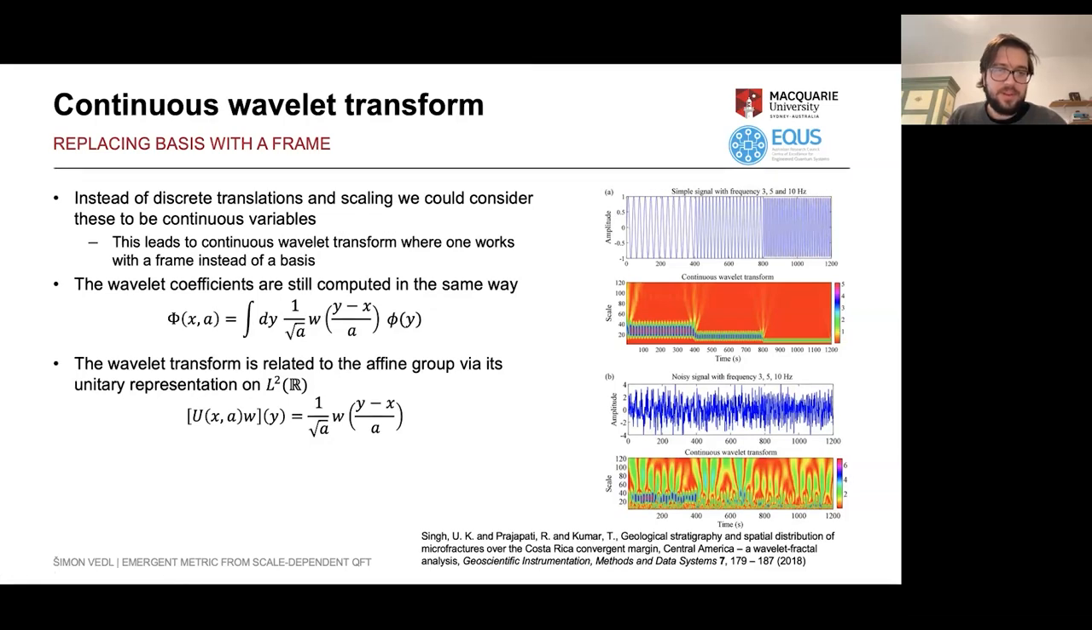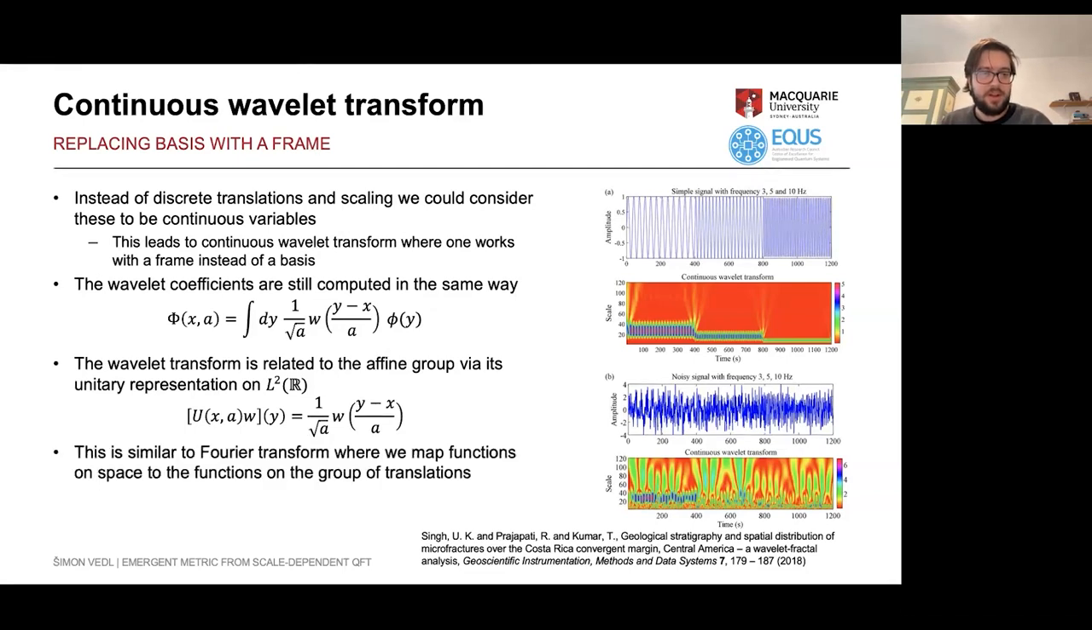And it gives you a recipe for how to generalize the wavelet transform into higher dimensions. Similar to the Fourier transform, where we map functions to a basis of functions on the group of translations, the wavelet transform maps functions on space to functions on the affine group, right?